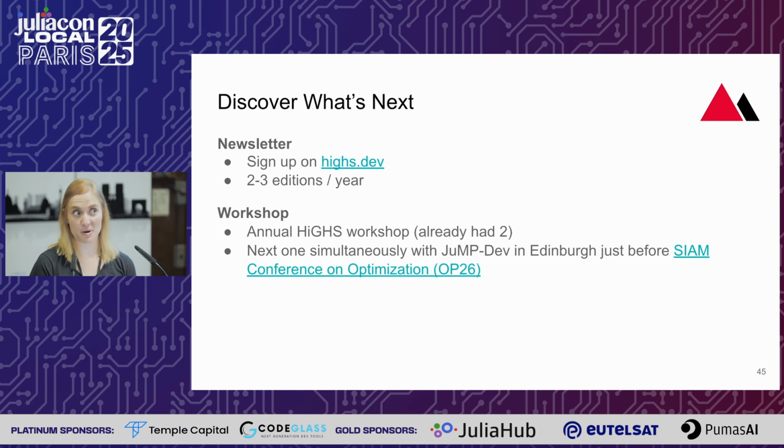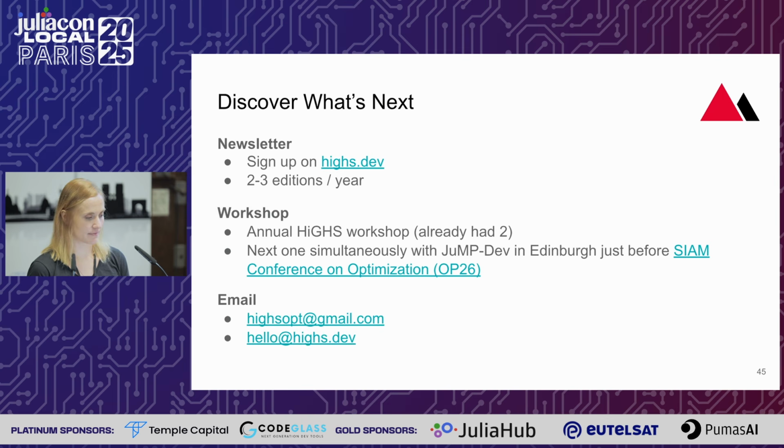We have the workshop. We've already had 2 annual meetings, and the next one is next year, just before SIAM optimization in Edinburgh. SIAM optimization starts on the 2nd of June, so it's likely the HiGHS workshop will be on the 1st of June, and it will be done simultaneously with JuMP-dev in Edinburgh, and I believe JuMP-dev will start on Sunday and go Sunday, Monday, but we're in the process of organizing that still. So there's no details on the website.